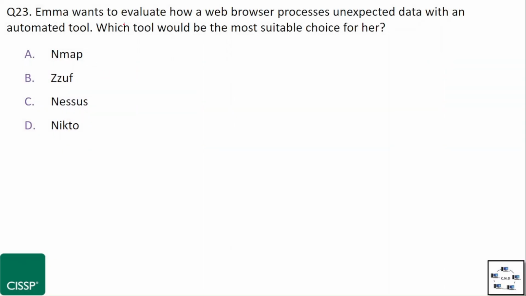Question number 23. Emma wants to evaluate how a web browser processes unexpected data with an automated tool. Which tool would be the most suitable choice for her? The options are option A, Nmap, option B, ZZUF, option C, Nessus, and option D, Nikto. And the correct option is option B, ZZUF.